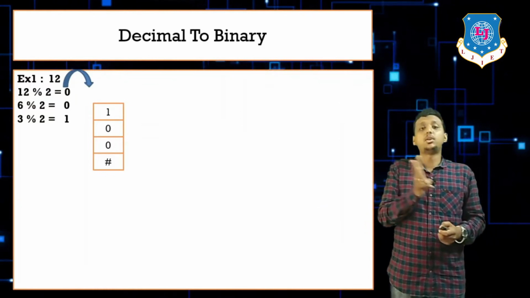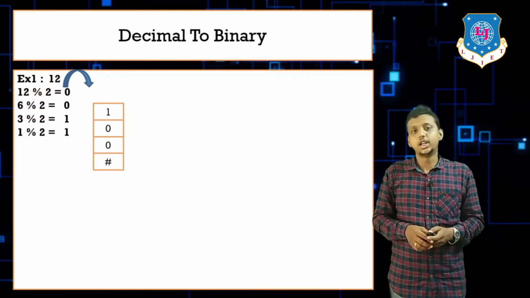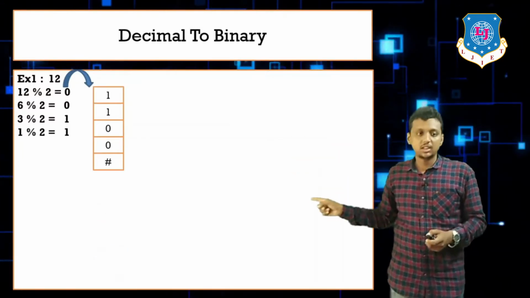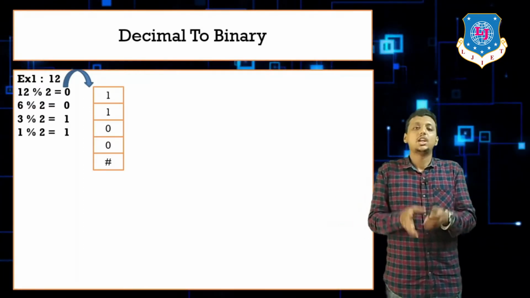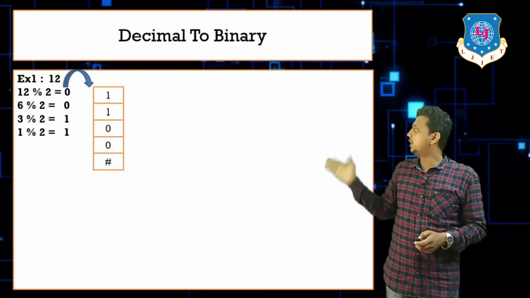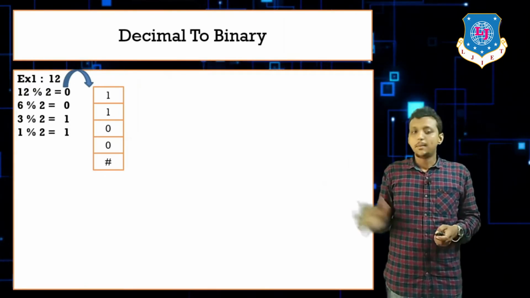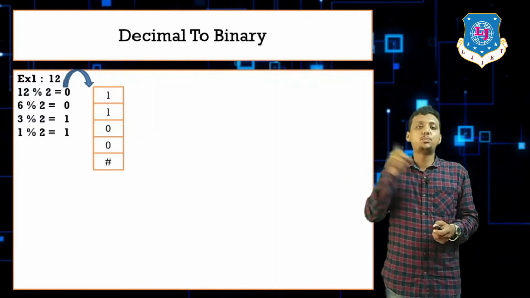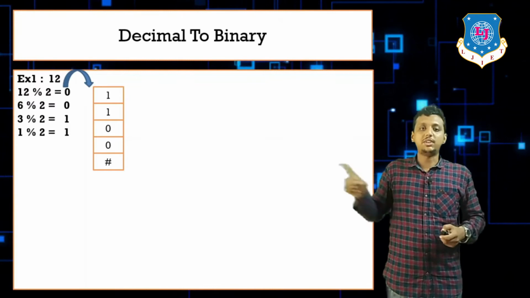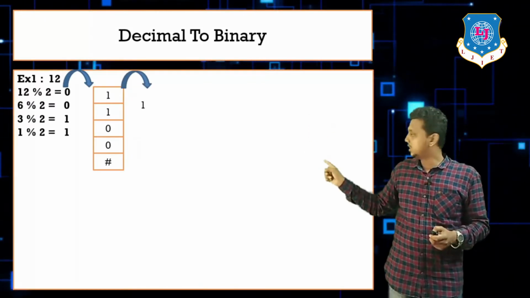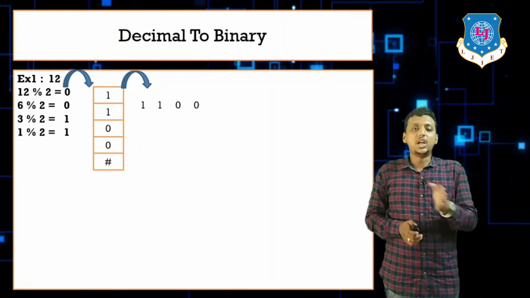Now after 3 modulo 2, students, what do we get? We get 1 modulo 2, and we get 1 again. So this is our last step. Whenever you get 1 modulo 2, you just need to stop over there. Whatever we have, we just need to pop it out and then append all of them together. So first we get 1, then 1, then 0, 0. So 1, 1, 0, 0.